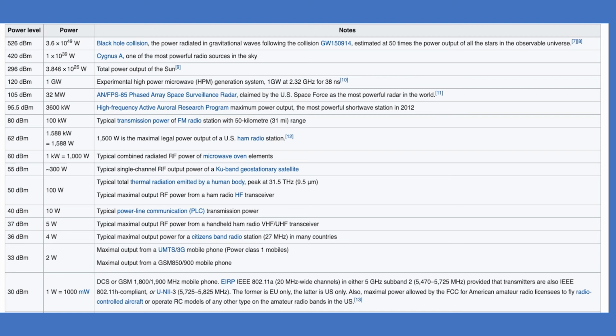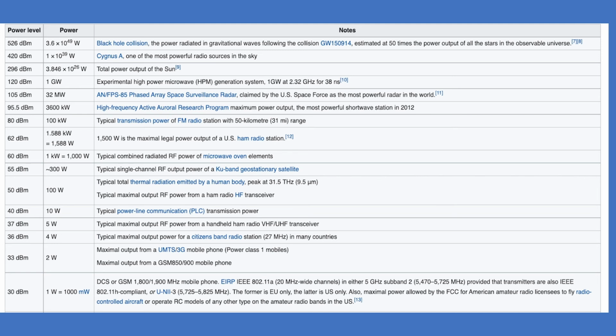for input power. As we go up the chart, at 60 dBm, that's typically your microwave oven level of power, 1 kilowatt, a little more. 62 dBm is 1,588 watts, and 1,500 watts being the maximum legal power of a ham radio station. So somewhere between 61 and 62 dBm. That's your maximum legal power. At 80 dBm, we're at 100 kilowatts, which is the typical transmission power of an FM radio station, and it gives that station a 31-mile range.